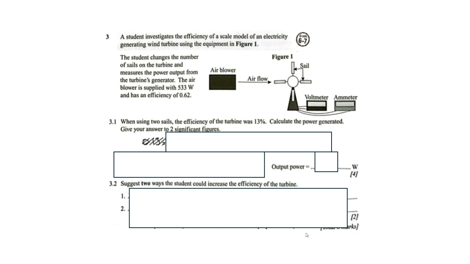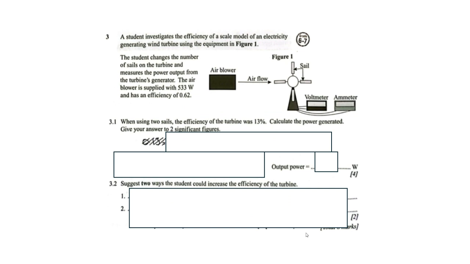Next, students investigate the efficiency of a scale model of an electricity generating wind turbine using the equipment in figure 1. When using 2 cells, the efficiency of the turbine was 13%. Calculate the power generated. Give the answer to 2 significant figures.